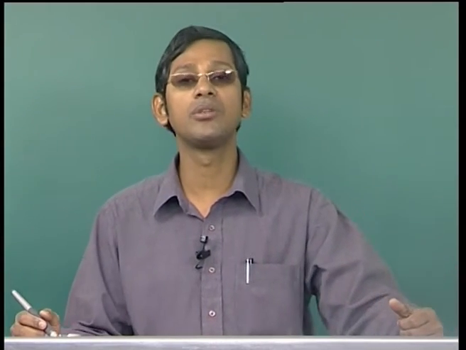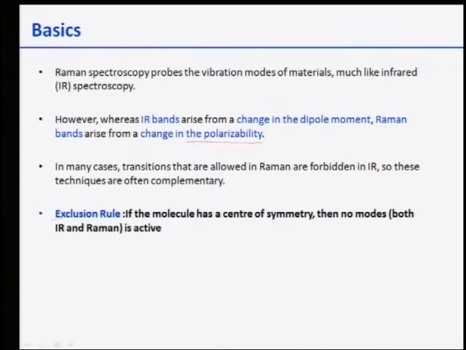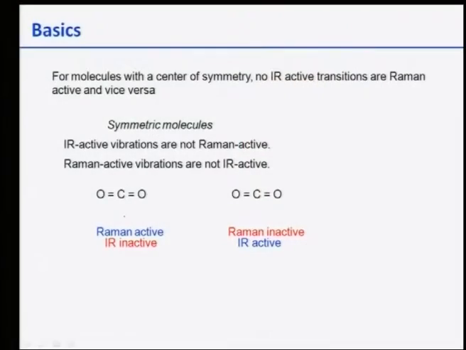That basically sets an exclusion rule. What is the exclusion rule? It says if the molecule has a center of symmetry, then no mode is active in both IR and Raman. As you can look into this slide, it will be clear to you. So, for a molecule with a center of symmetry, as I said, no IR active transitions are Raman active or vice versa.